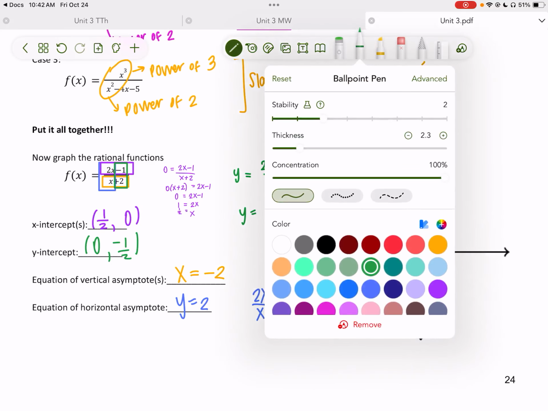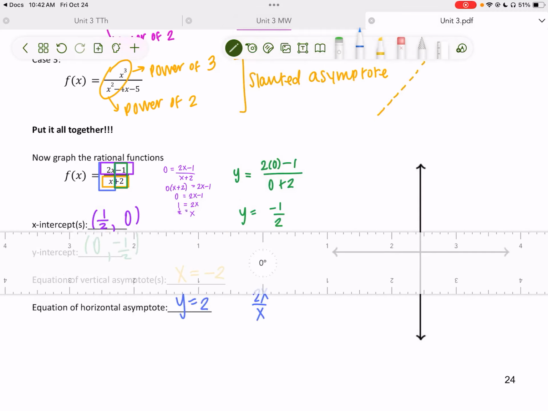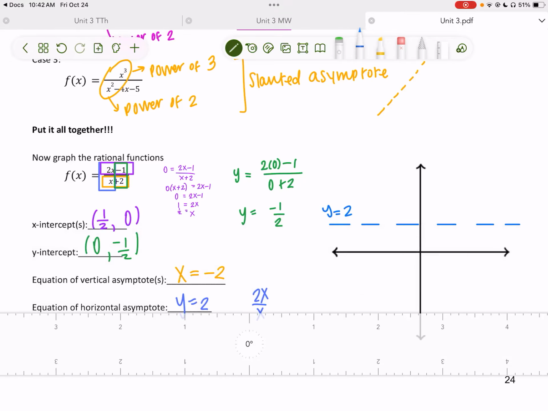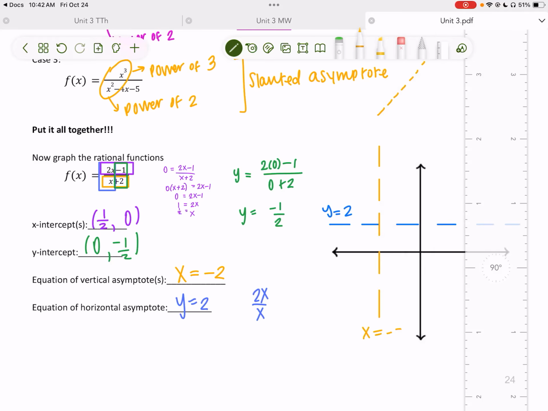I'm going to switch back to my blue and I'll color code my graph. So my horizontal asymptote will be at 2. So I'll just go ahead and make this line equal to y equals 2. And then we'll do the same thing for our vertical asymptote at -2. Label that as x equals -2. And now we'll just plot those points that we have. So we know that 1/2 will be approximately here for the x-intercept. Negative a half will be roughly here for the y-intercept.